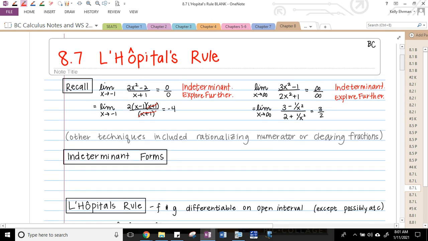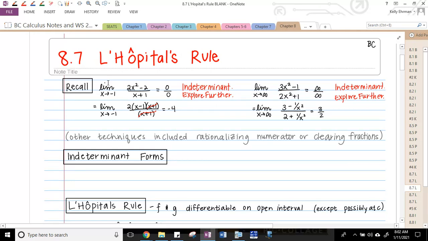Today we're going to look at chapter 8.7 and look at a rule called L'Hopital's Rule, named for the mathematician that came up with this. So we're going back to limit notation for a little bit. If we take a look at this, we had problems like this in chapter 1.